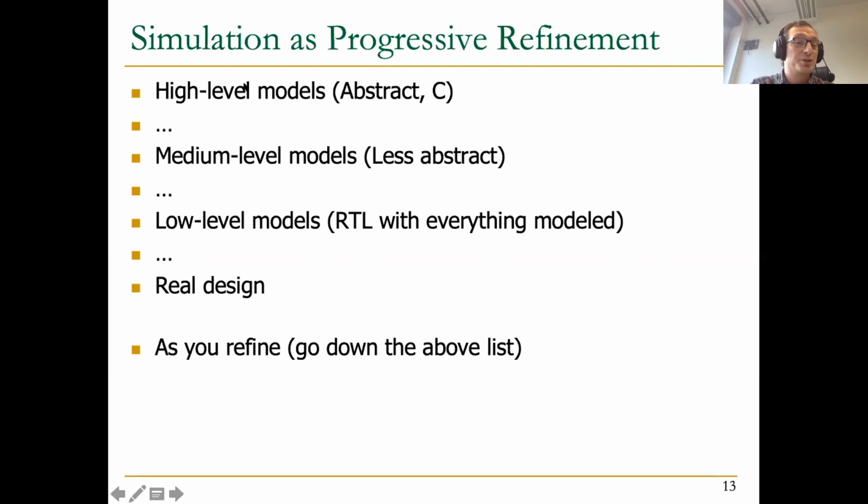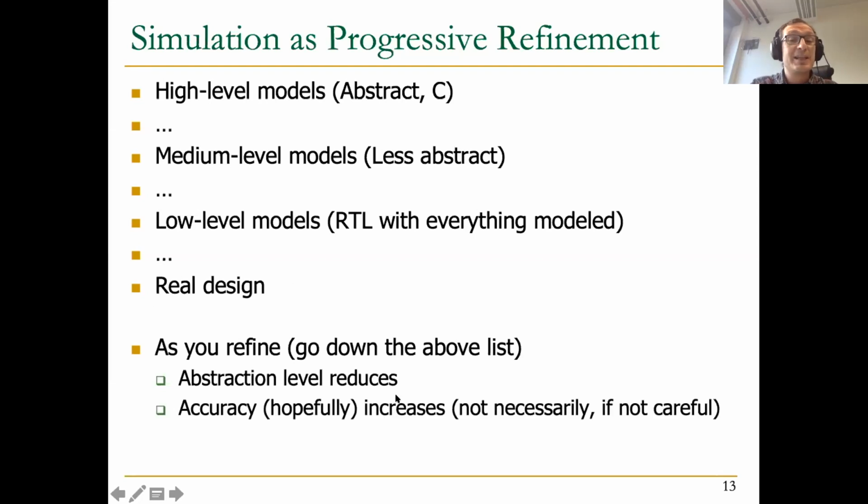So, okay, there are some trade-offs also here. As you refine, meaning go down the list, basically go from top down, abstraction level clearly reduces, right? In a real design, your abstraction level reduces. Accuracy hopefully increases. Hopefully, as I said, it's not necessarily true if you're not careful. Sometimes a high-level model is much more accurate than a low-level model if you're not careful. I mean, this is usually true actually between high-level and medium-level models. Once you go close to RTL, you're hopefully careful at that point in time. But if you're somewhere around here, your high-level model may be more accurate.